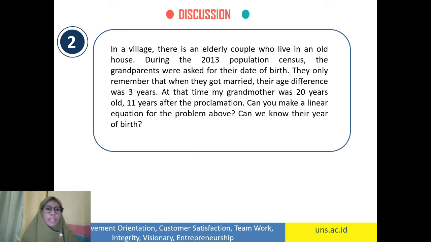Second question: in a village there is a couple who lived in an outhouse until the 2013 population census. When we asked the grandparents for their dates of birth, they only remembered that when they got married, their age difference was 3 years. At this time my grandmother was 20 years old, 11 years after the proclamation. Can you make a linear equation for the problem above? Can we know their years of birth?